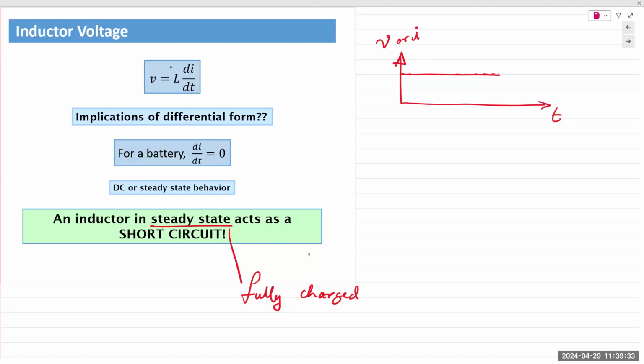So DC has a constant value, meaning when you apply DC current to an inductor, it starts charging, but once it reaches full charge, that value is constant, meaning it's steady. Hence, we refer to it as steady state. So at steady state, the inductor behaves like a short circuit. Now let's take a pause, think on that. Let me know if you have questions.